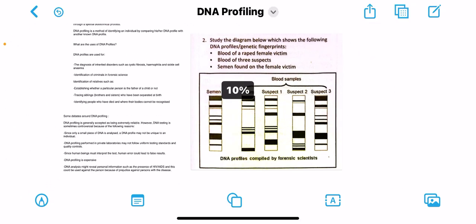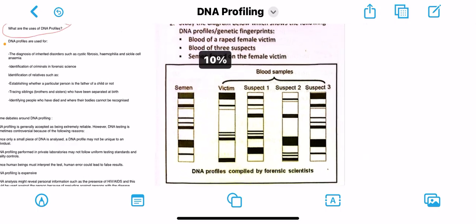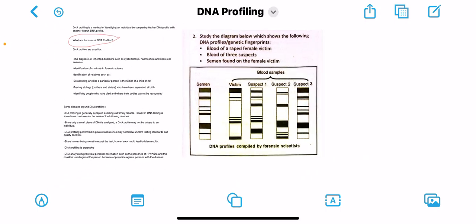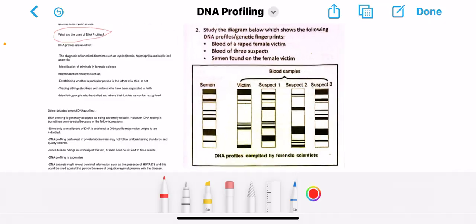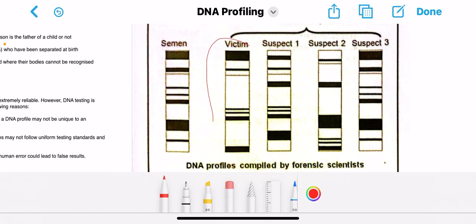So now we're going to study this diagram and I'm going to show you how to interpret this diagram of DNA profiling. Now here we have a woman who was raped. Here is the victim, and these are the 3 suspects. Now they want to know who raped her.